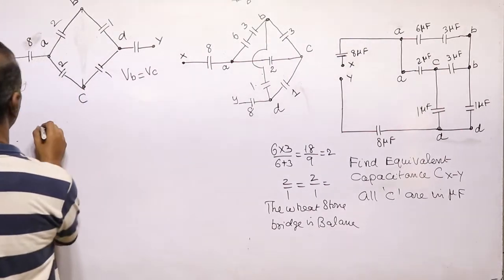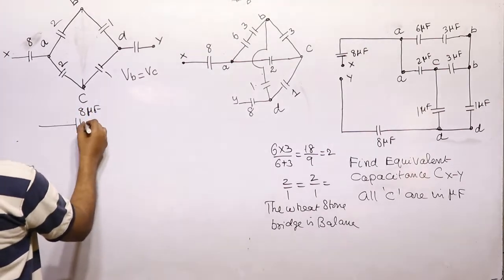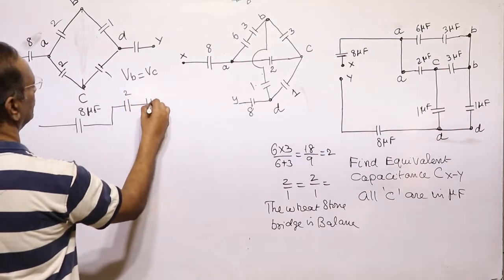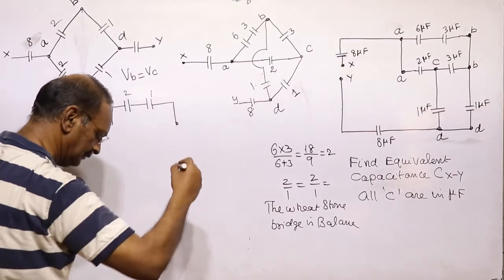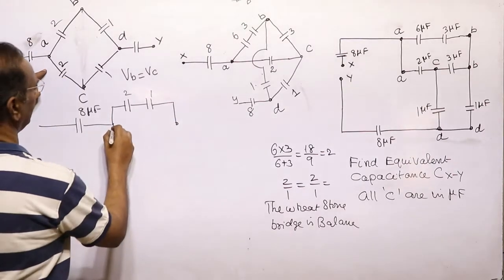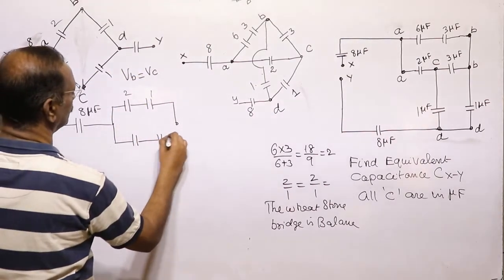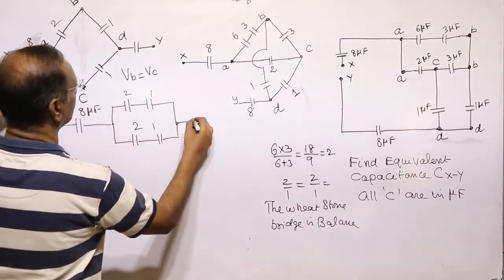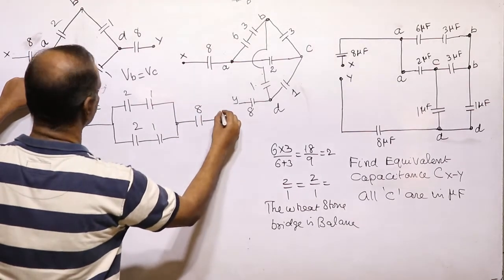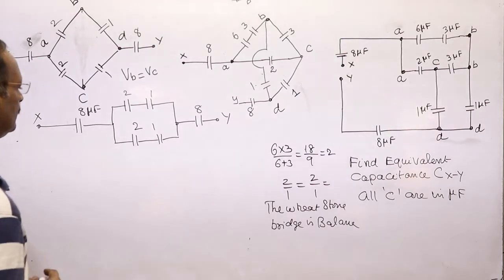Now the circuit will be converted into 8 microfarad and A to B 2, this is 1 and D. Now A to C 2 microfarad is in series with 1 microfarad, followed by this 8 microfarad, this is Y and this is the X side. So the circuit is converted into like this.